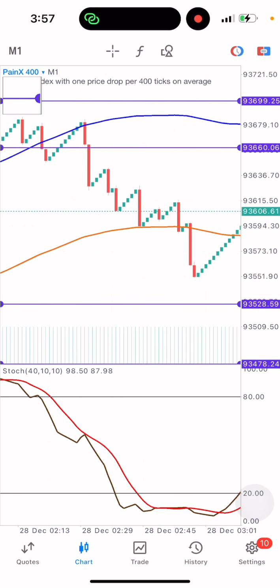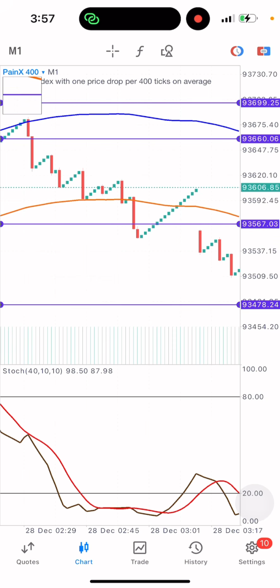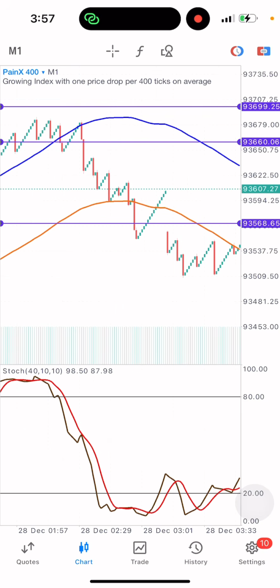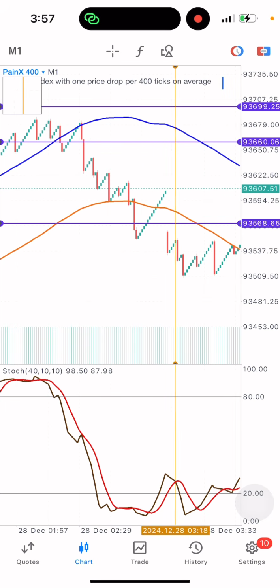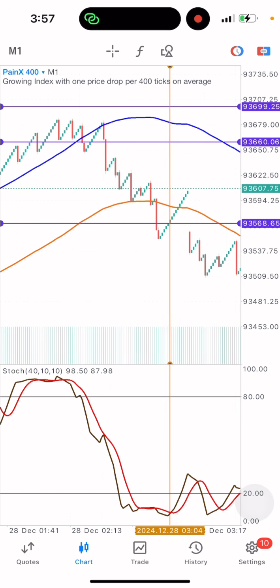Then your take profit is going to be the stochastic crossover. The crossover occurred around here, like that. Delete this. So the crossover occurred around there. Let me see. Yes, so right around that point we had our crossover.